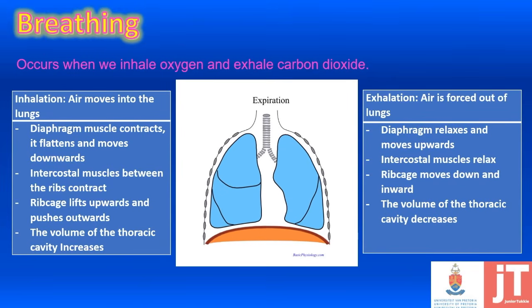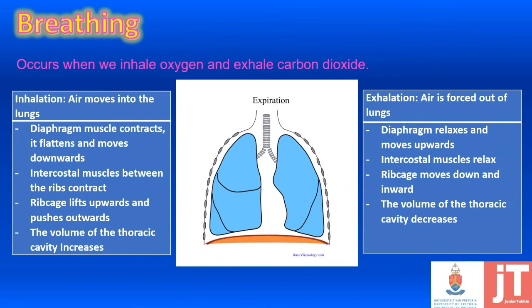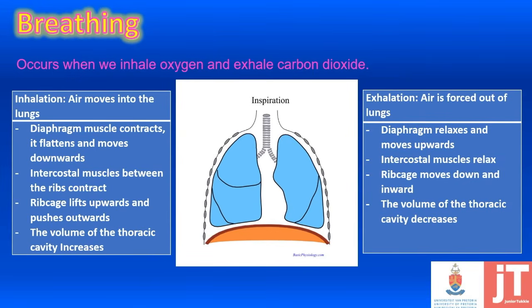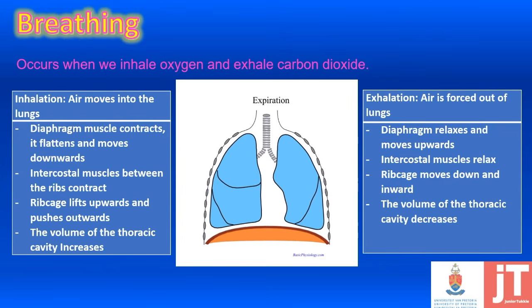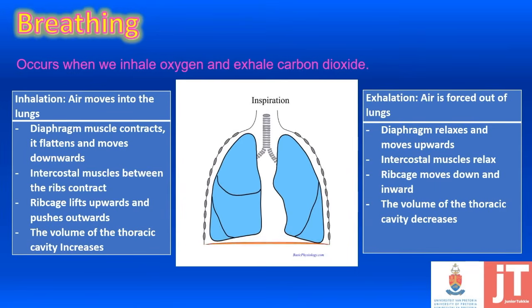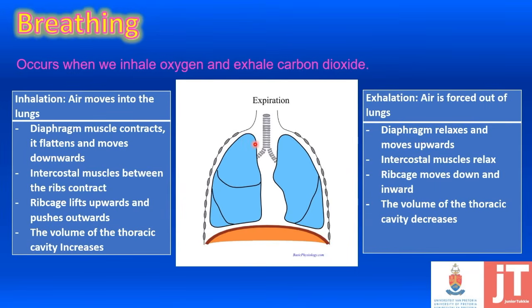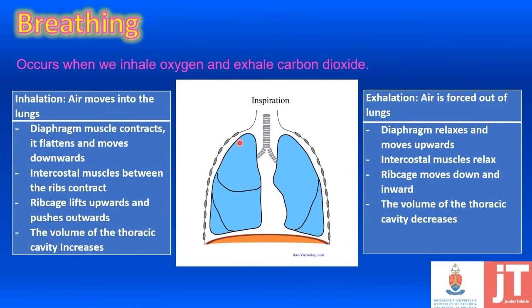The diaphragm relaxes, it moves upwards, creating the dome shape again. Intercostal muscles will relax, the rib cage moves down and inwards, and the volume of the chest cavity will then decrease. And that causes the air to be pushed out of the lungs, through the bronchus, through the trachea, and out through the mouth. So have a look.